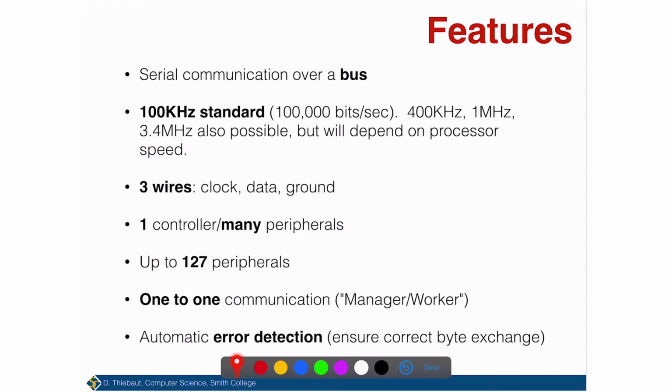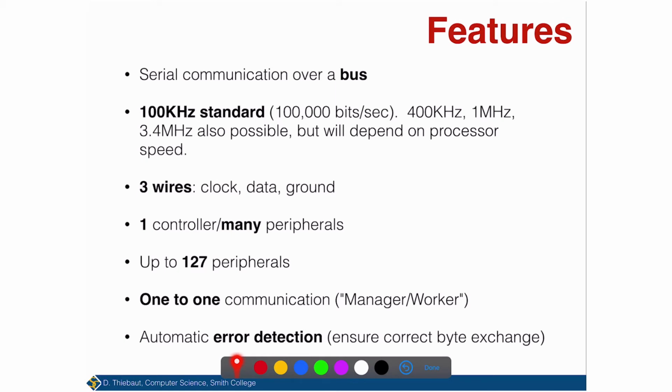The way it works is there's one controller and many peripherals, many devices or workers. And the number of workers is typically 127. In some cases, you can go higher than that, but typically it's 127. And that's a lot. If you think of a phone, you don't have 127 different sensors in there. But in cars, you may have. You have sensors in the wheels, in the brakes, temperature, and all kinds. So I2C is also used in automotive. And you have one manager with many workers, and they all are hooked up on the same wires. Very interesting.